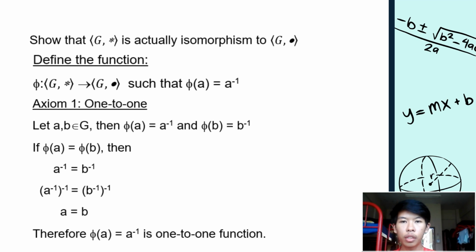Next, we move to the first axiom, which is one-to-one. We let A and B be elements of G, then phi A equals A inverse and phi B equals B inverse. If phi A equals phi B, then A inverse equals B inverse. We take the inverse of both sides and it becomes A inverse inverse equals B inverse inverse, and we get A equals B. Therefore, phi A equals A inverse is a one-to-one function.